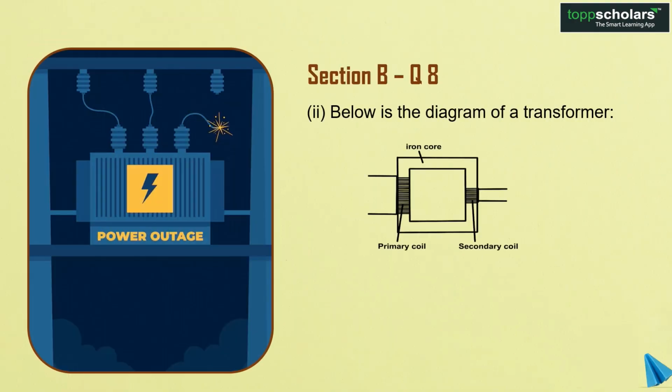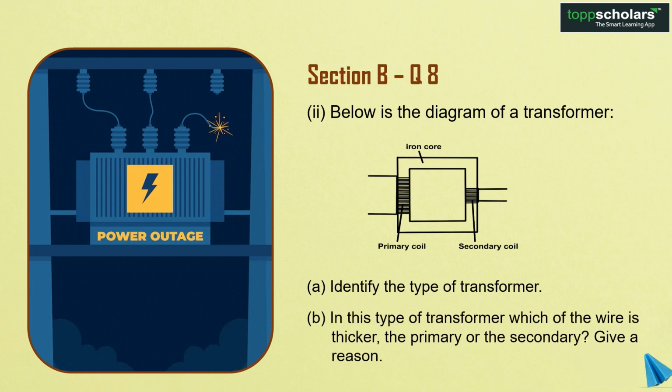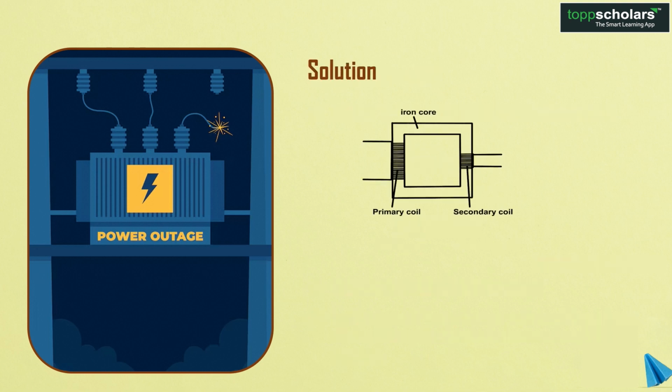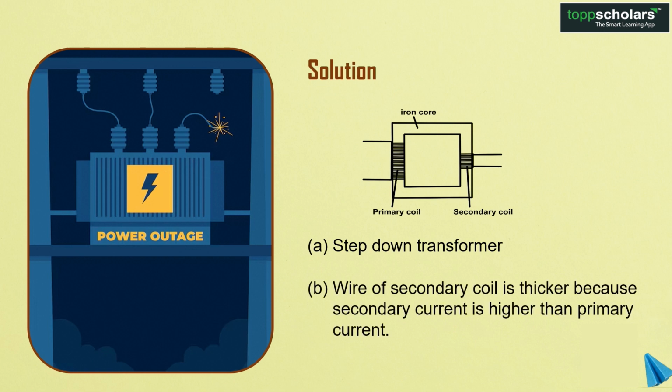Question number 8, section B, the second part. Below is the diagram of a transformer. Identify the type of transformer, the first part. Second part says, in this type of transformer, which of the wire is thicker, the primary or the secondary, and give a reason. This is asked for 3 marks. So first is, it's a step down transformer. And the answer to the second question is, wire of secondary coil is thicker because secondary current is higher than the primary current.